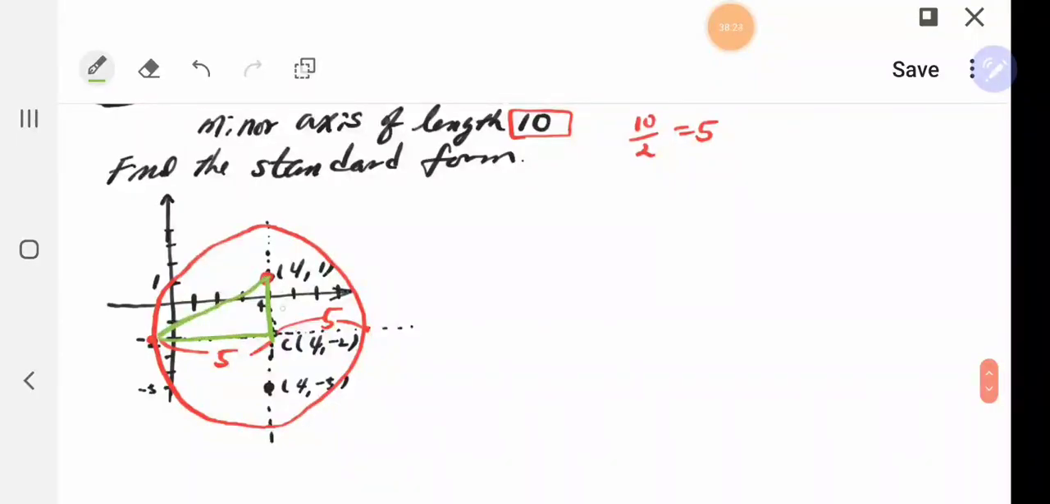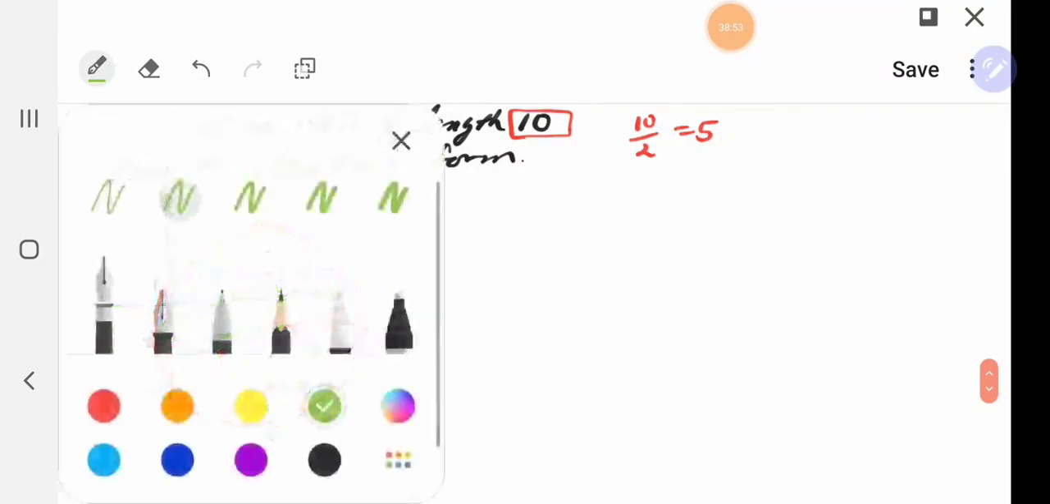Then the height of this triangle is 3, because 1 minus negative 2 is 3. This is 3, this is 5, and this will be A. So this is A, right? And A is the distance from the center to the major axis point, the vertex. Okay, so that is A.